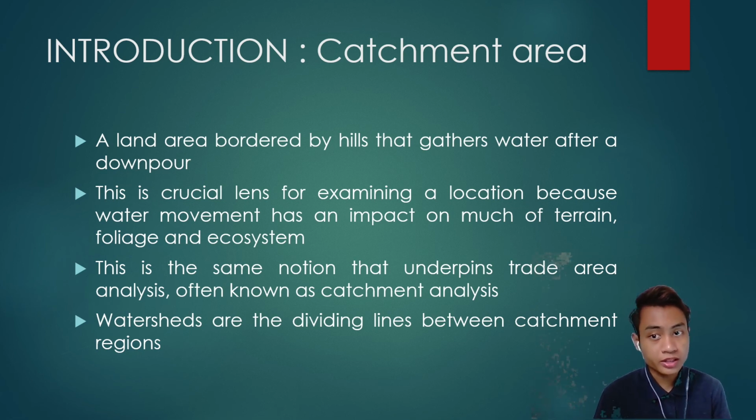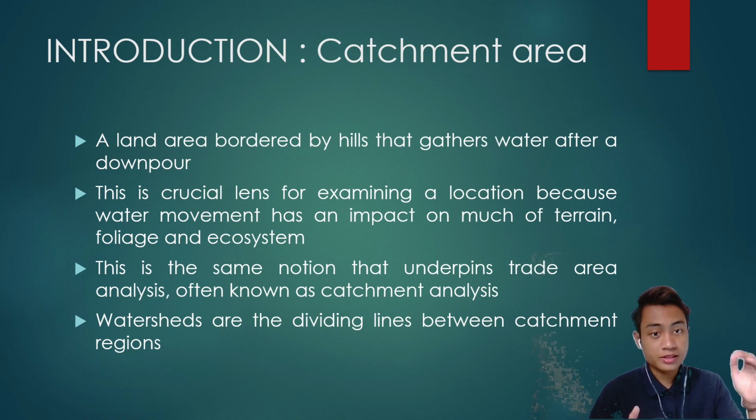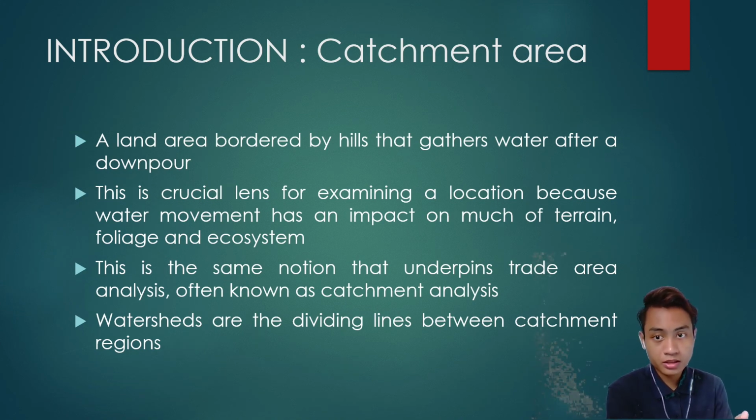Watersheds are dividing lines between the catchment regions. A watershed is a natural division line that runs parallel to an area that has a higher peak along the line of the elevation catchment and separates it into sub-catchments. I will show this image for the catchment area.